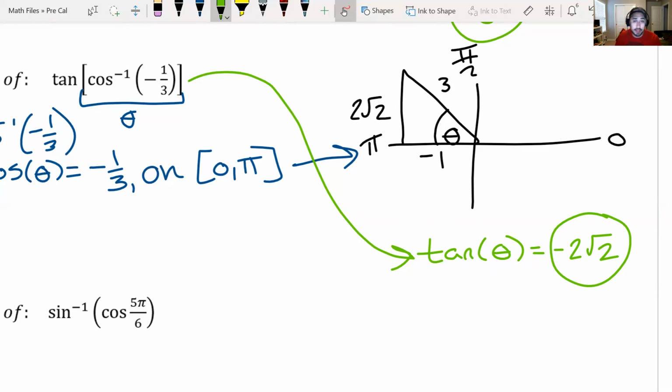Okay, these aren't bad. You just have to know the restrictions that you're dealing with on the unit circle for the specific inverse trig function.